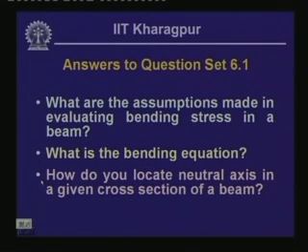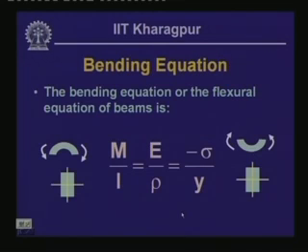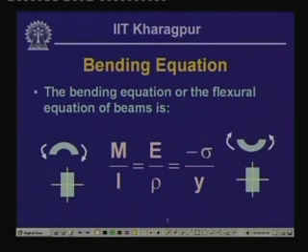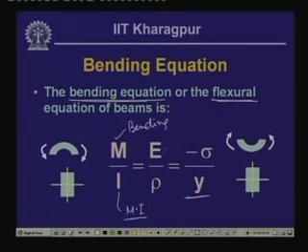Now, the second question was, what is the bending equation? This we had derived last time: M by I is equal to E by rho is equal to sigma by y. We call this the bending equation or the flexural equation. Here M is the bending moment, I is the moment of inertia of the cross section, E is the modulus of elasticity, rho is the radius of curvature of the axis of the beam, sigma is the bending stress, and y is the point where we are trying to find out the stress.